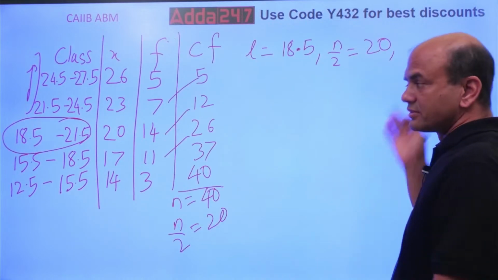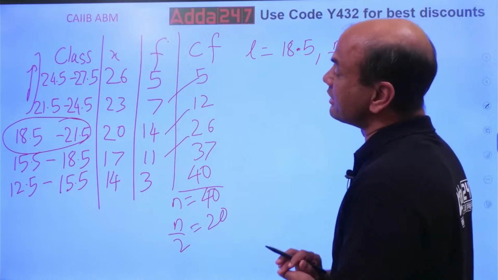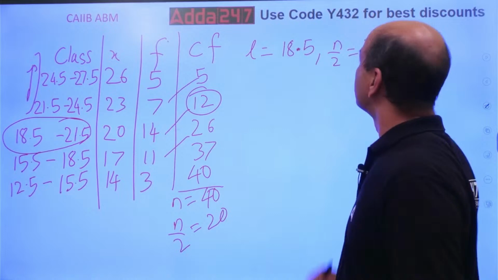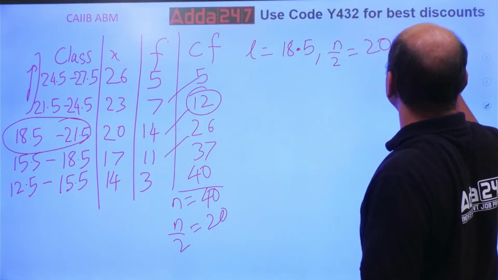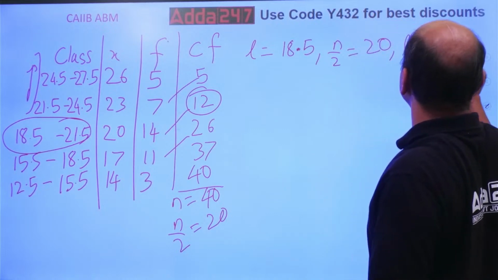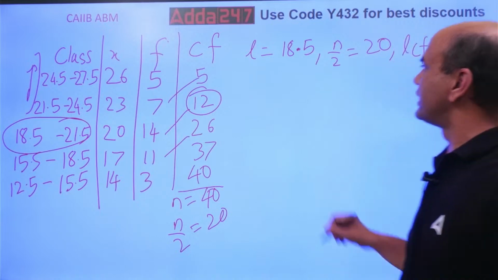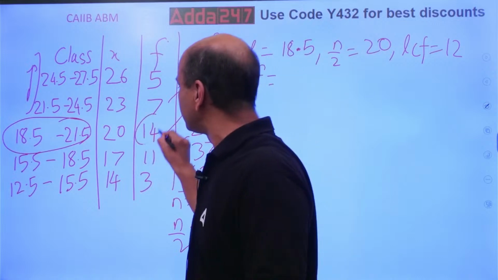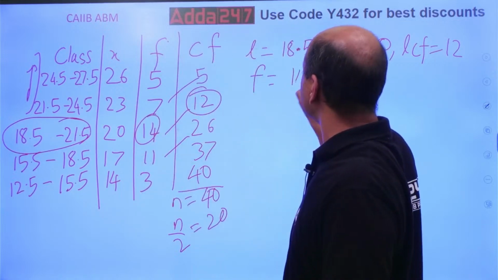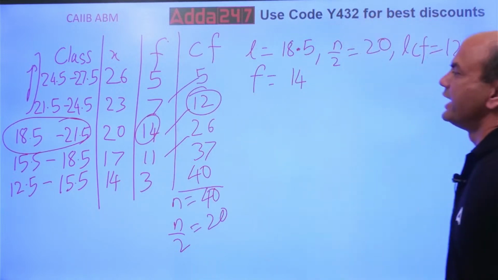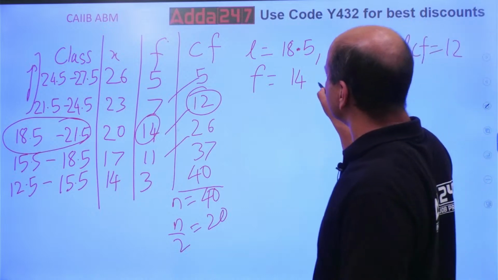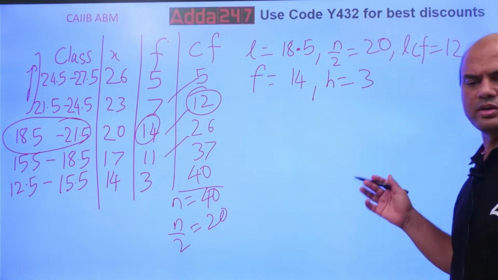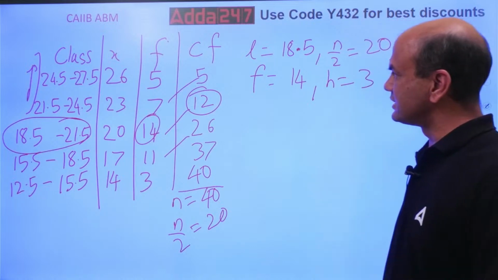Okay, so LCF means the earlier one. What is the earlier one? This is my lower than cumulative frequency. So LCF equals 12. Okay, what is f then? F equals my frequency. What is the frequency of this? 14. So f equals 14. Now I think everything is got. H is the width. Width you already know, no? 3. So everything you have got now. Now solve it. Now it's easy, isn't it?